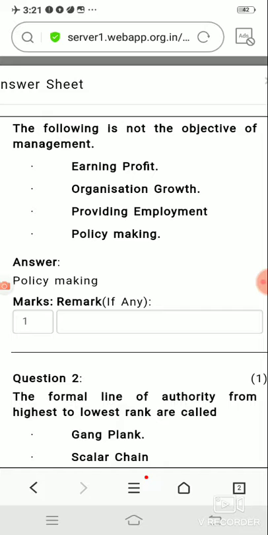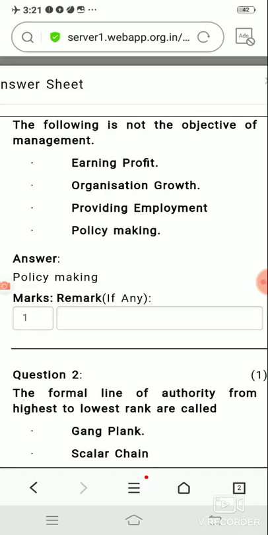Let's start with question number 1. Children, this is a sheet of a particular child of your class only. So let's see what the questions are. The first question was: the following is not the objective of management: earning profit, organizational growth, providing employment, and policy making. This question is saying that which one of these four is not the objective of management.